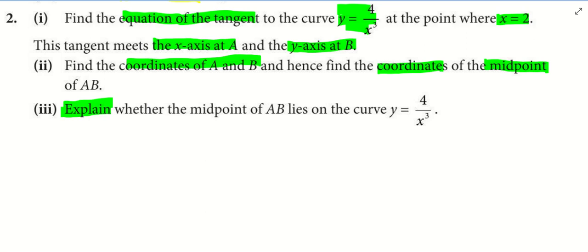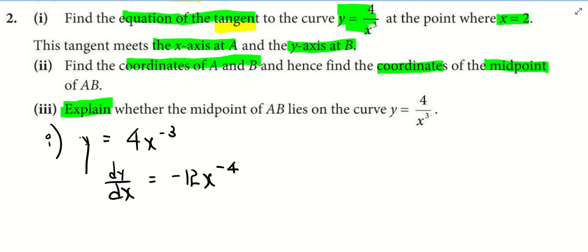Okay, clearly I already highlighted all the key information. So the first part actually requires us to find the equation of the tangent, which you know by now. You need to find dy/dx. But before you do that, please make sure you simplify the expression first.